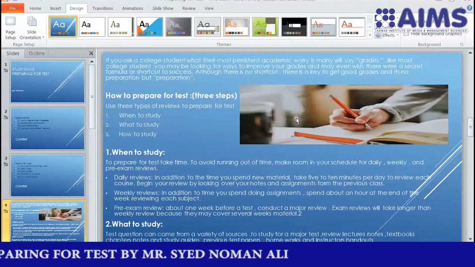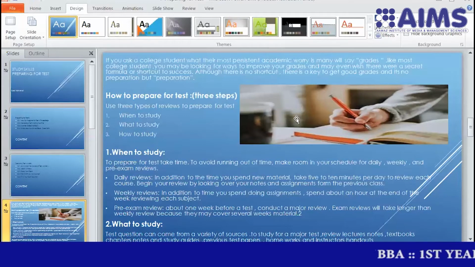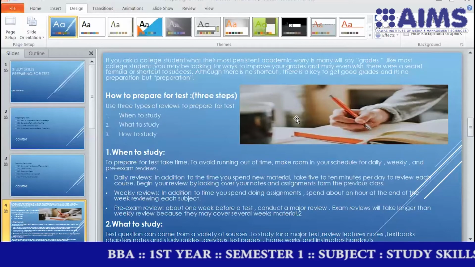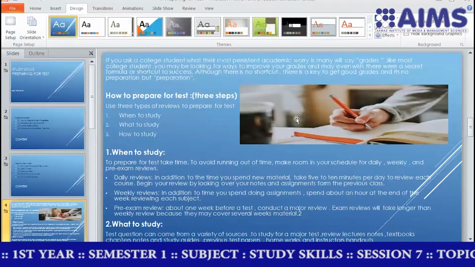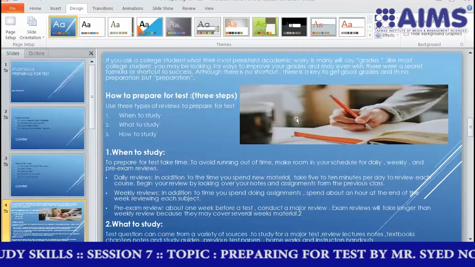Pre-exam review: before a week, before a month, before 15 days before the exam, or during the examination days or gap, you will do a peer review, you will do a pre-exam review about the questions, about the key concepts, and from your lecture notes and material.